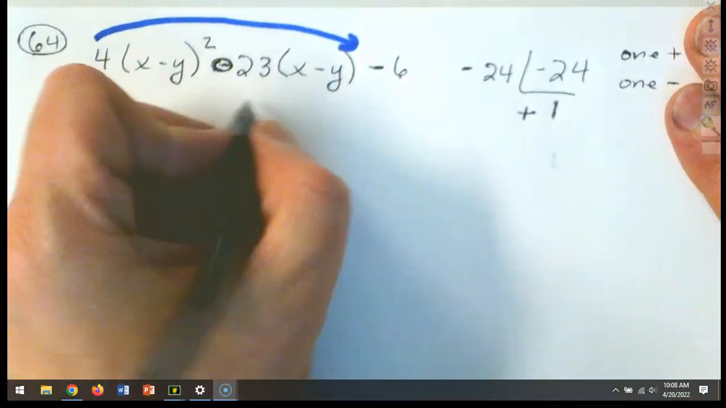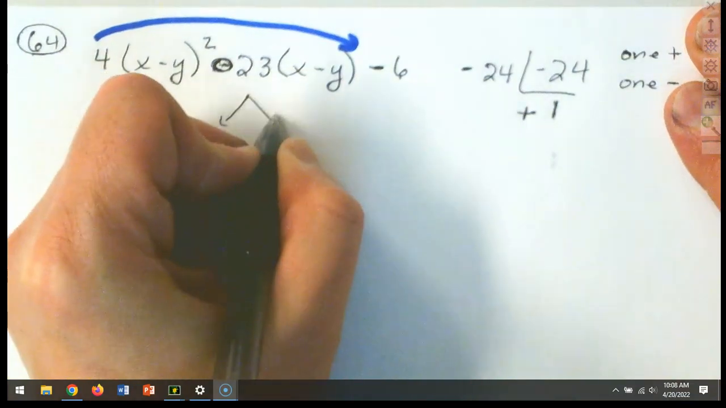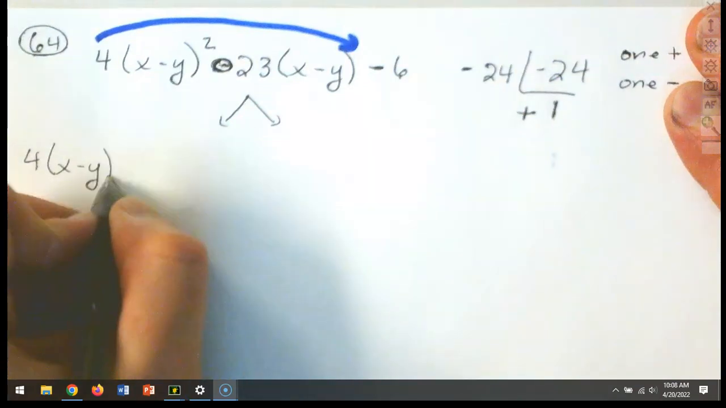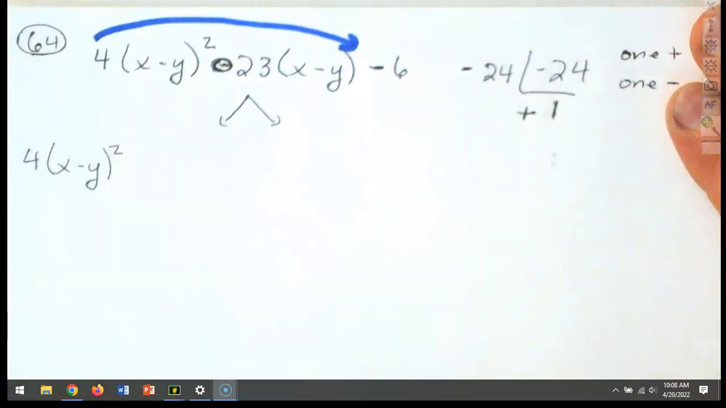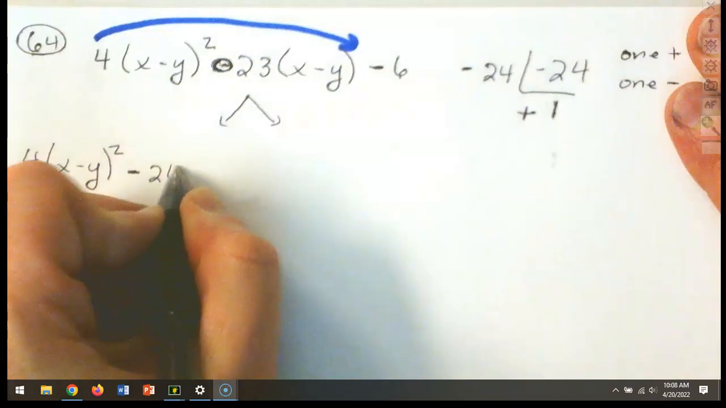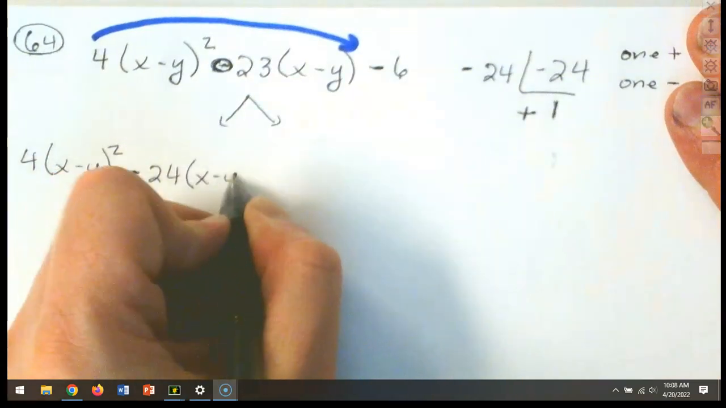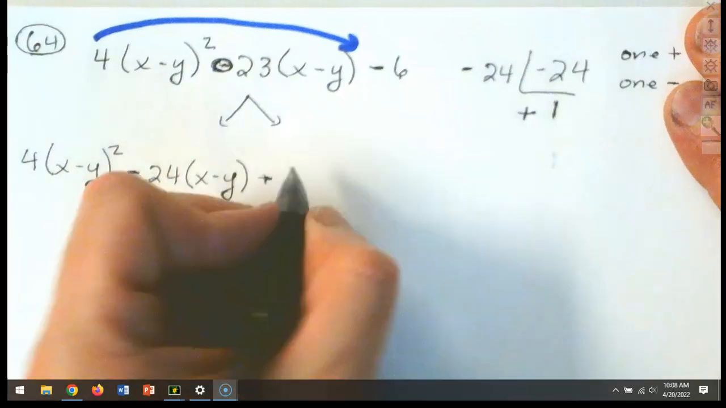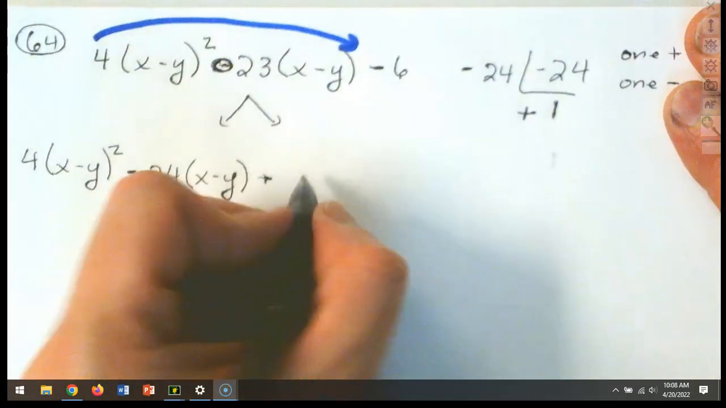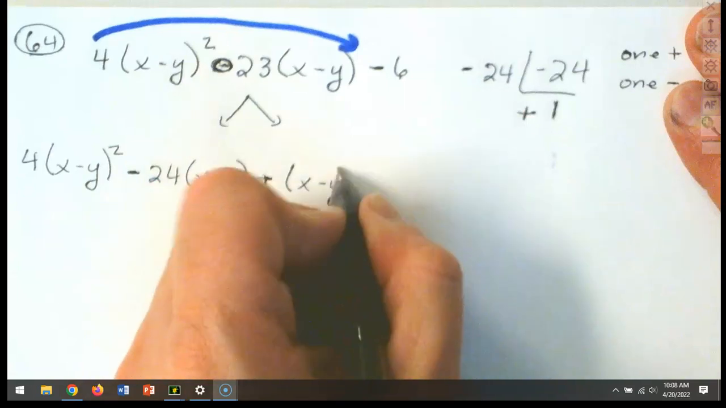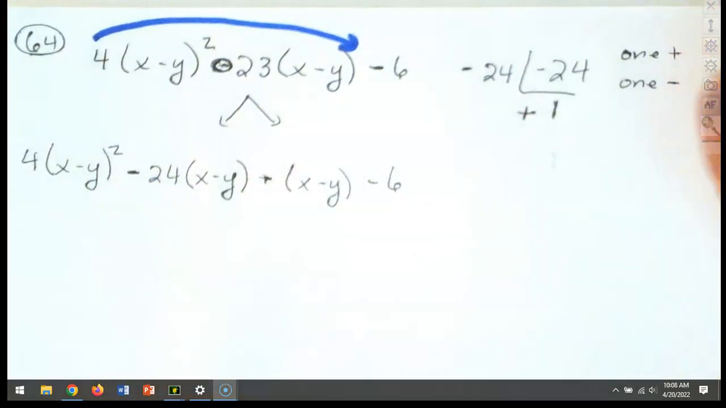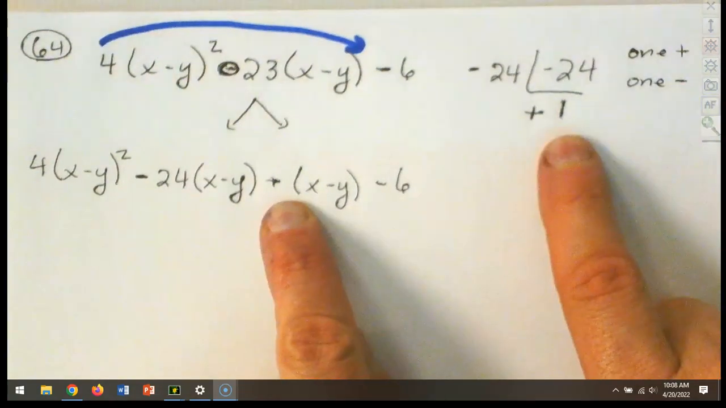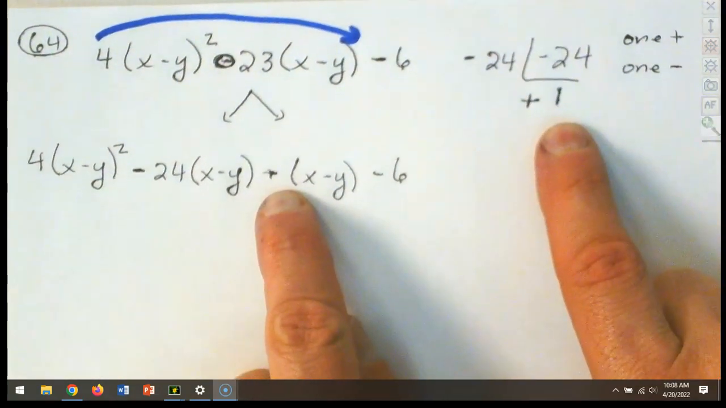Now we rewrite. And we've got 4 times (x minus y) squared, minus 24 times (x minus y), plus, we don't have to put the 1 there. You could, but I'm not going to. (x minus y), and then we've got our minus 6 there. Just split it up. And you could put the 1 there if you wanted. I'm not going to, but you could.